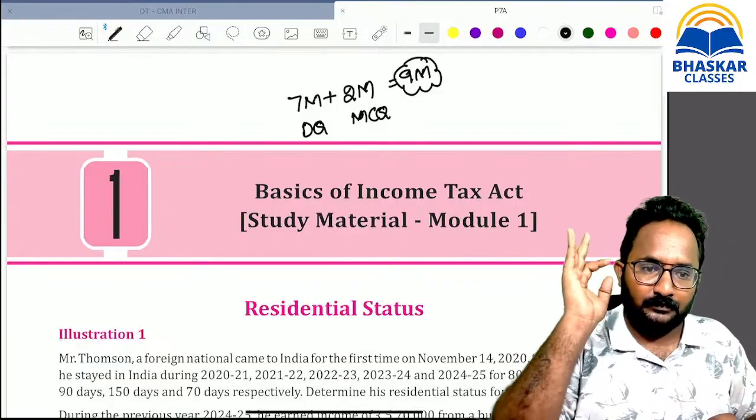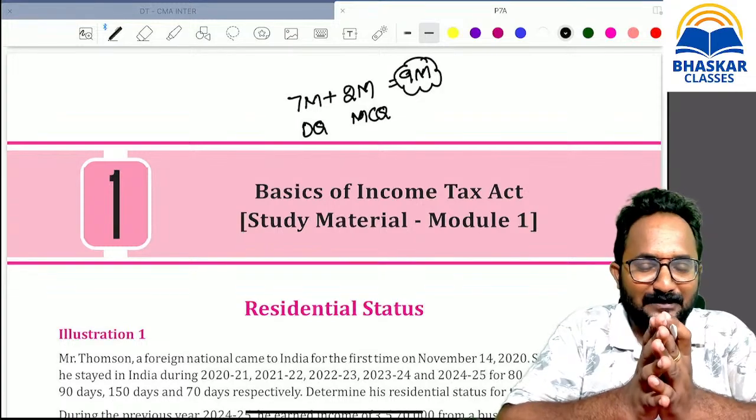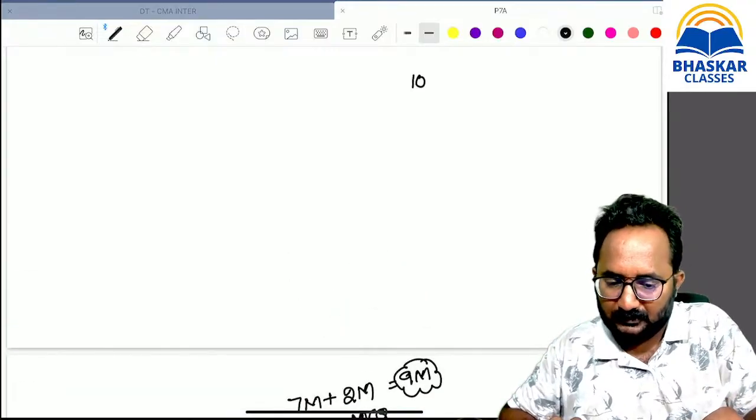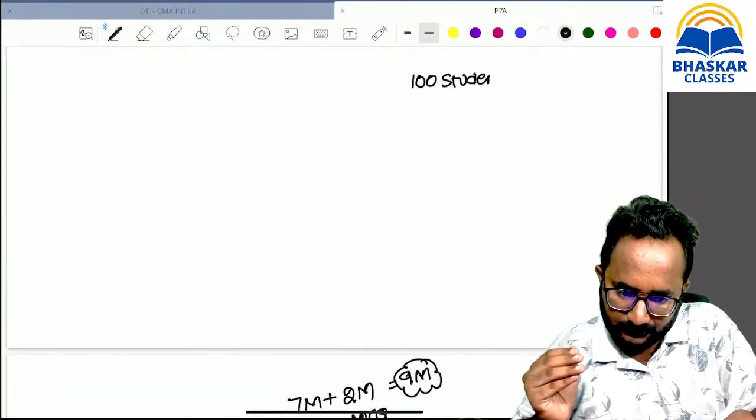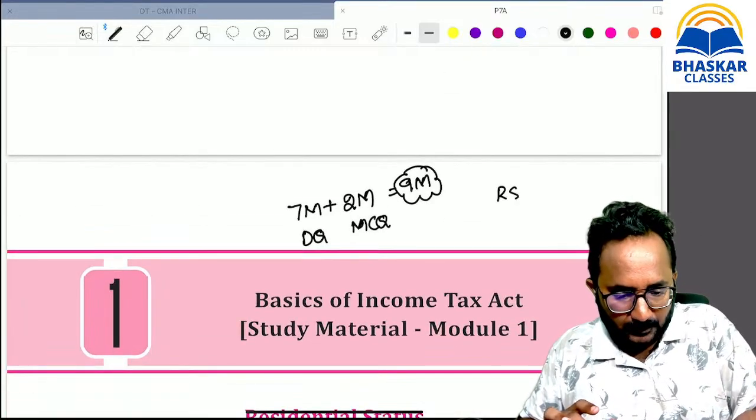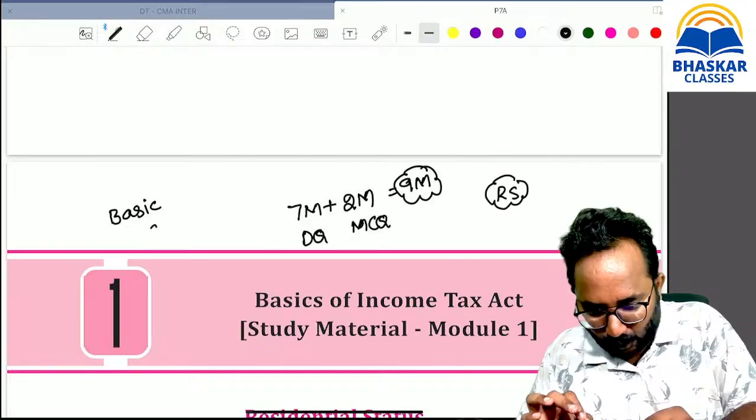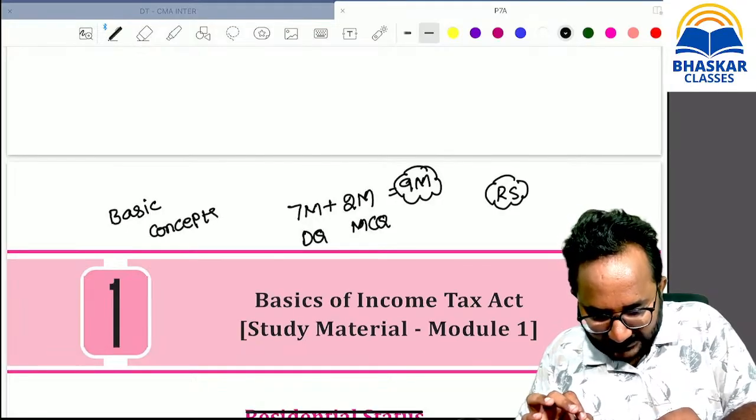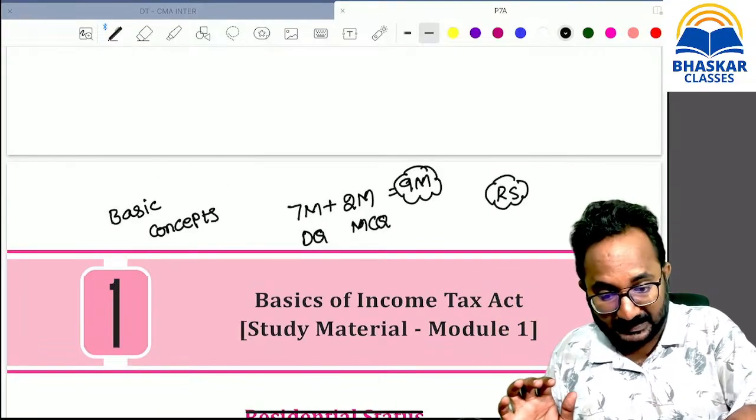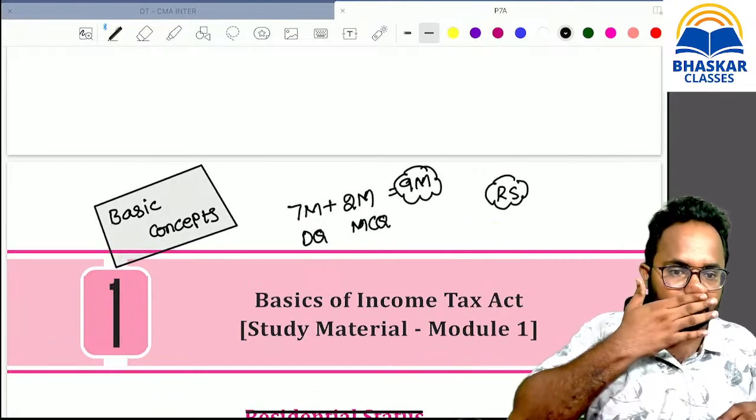It depends upon the number of students. If I am taking a class for 100 students, I will tell you the fact first. Tomorrow we'll start the residential status topic, but today you have to revise the basic concepts. Don't give too much importance to this chapter overall. You can revise and close. Don't spend a lot of hours. Just half an hour you can use and close this chapter.